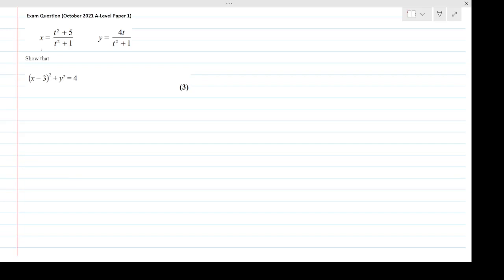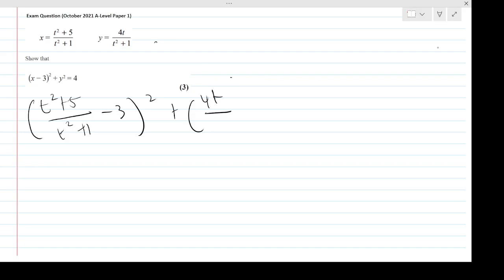So you're given x is t squared plus 5 over t squared plus 1, y is 4t over t squared plus 1. We need to show this result that x minus 3 squared plus y squared is 4. So the way we're going to do it is basically just plug it in because we've got x and y. So we can just simply go from there. So x minus 3, that's going to be, plugging x in, t squared plus 5 over t squared plus 1 minus 3 squared. Add y squared, which should be 4t over t squared plus 1 squared. Okay, we're not going to write equals 4. Why? Because we want to show that it does equal 4.